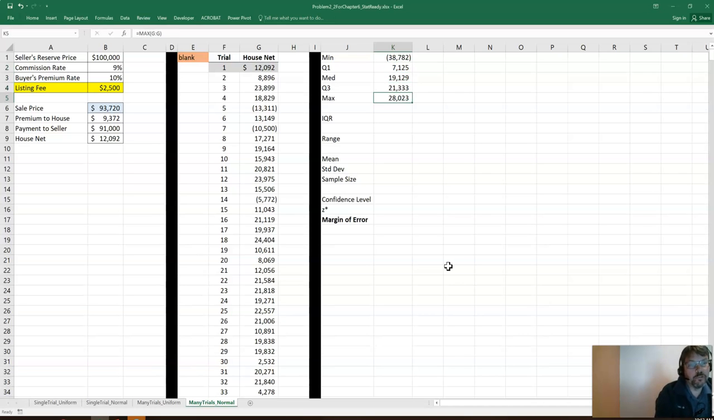Now again, what's the 5-number summary? This tells us that 25% of the observations are between negative 39,000 and negative 7,000. 25% of the observations between negative 7,000 and positive 19,000. Another 25% between 19,000 and 21,000-ish. And then the largest 25% spread out between 21,000 and 28,000. This just breaks the data into equal observations and tells you how much space you need between them to get those observations. You can do a box and whisker plot if you have the tools to do that.